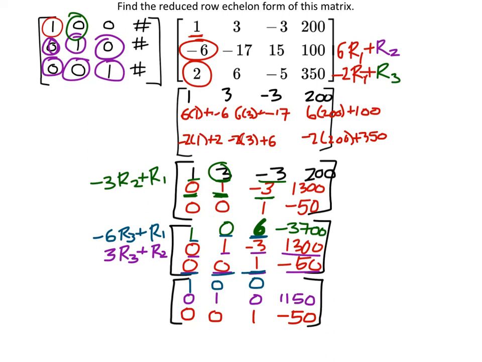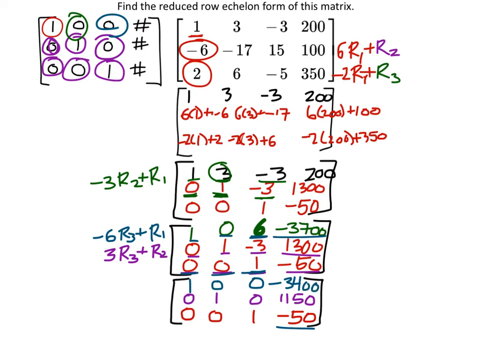So that accomplishes our objective in the beginning to get 1, 0, 0, 0, 1, 0, 0, 0, 1, which is reduced row echelon form. But I've got to finish that off to find that x value. So I've got negative 6 times negative 50, which would be 300. So 300 plus the negative 3,700 would be negative 3,400.